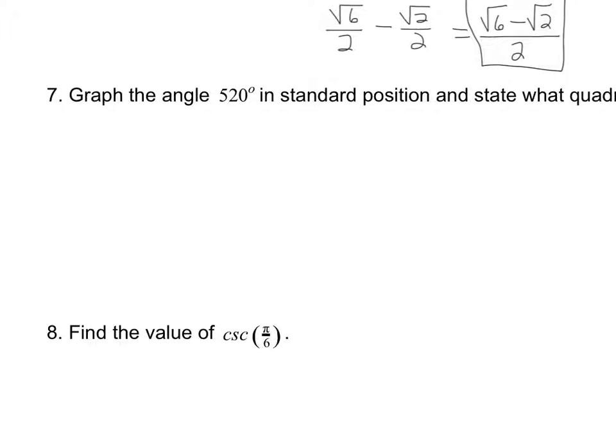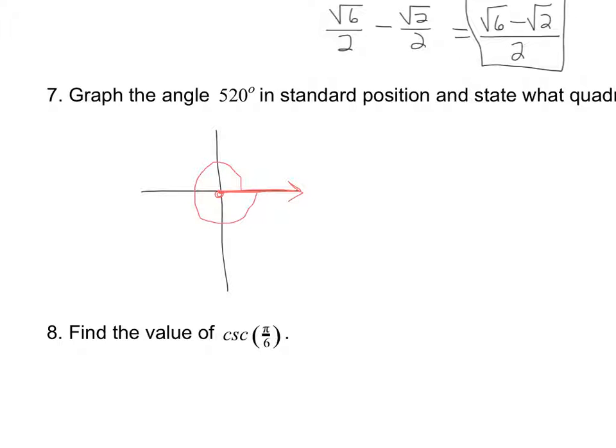So problem 7 says, graph the angle 520 degrees in standard position and state what quadrant the angle would lie in. So standard position means we're going to graph it on the XY plane with our initial side pointing this direction. Now it's a positive angle, so we're going to rotate counterclockwise. So we'll start by going up, and we're going to go 520 degrees.